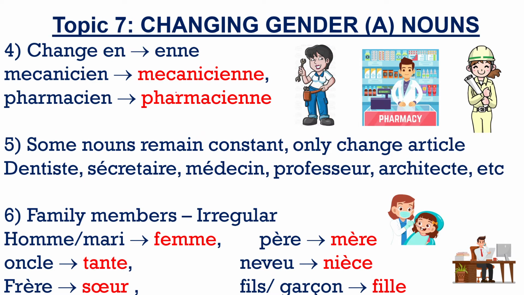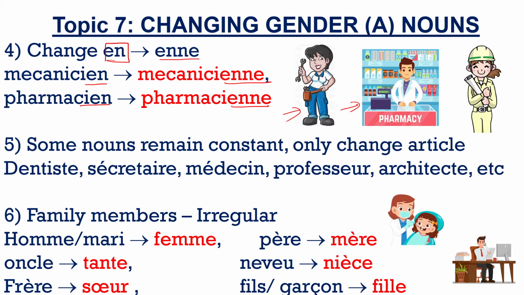The next rule is if the masculine ends with en, the feminine will take n and then e. So the feminine ending becomes enne. Mécanicien in the masculine becomes mécanicienne. En becomes enne. Pharmacien becomes pharmacienne. En becomes enne. Mécanicien is a mechanic. Pharmacien is a pharmacist.